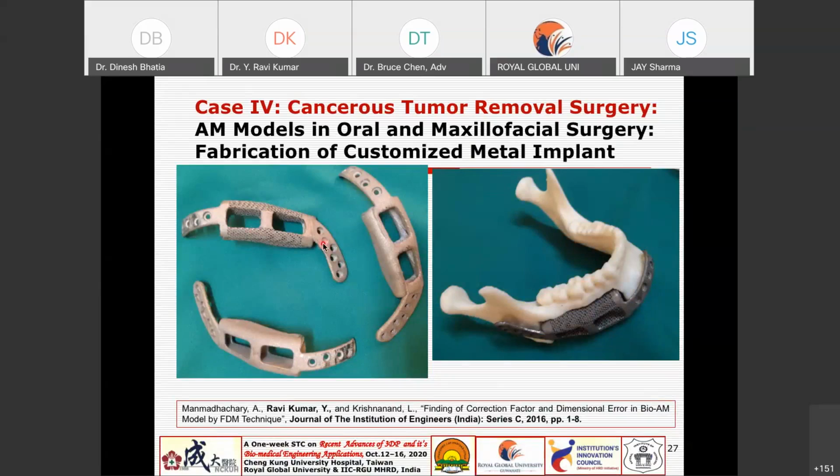Even one can understand that this is going to be the lattice structure. The idea is lightweighting, as well as osseointegration of the tissue with the implant, which will be happening once you have this kind of a lattice structure.